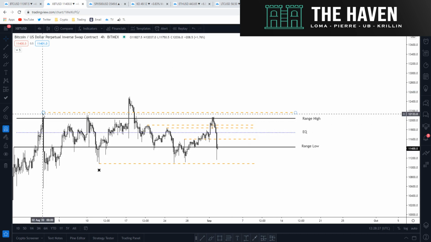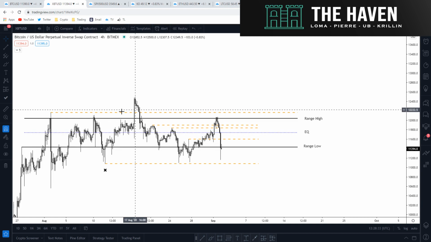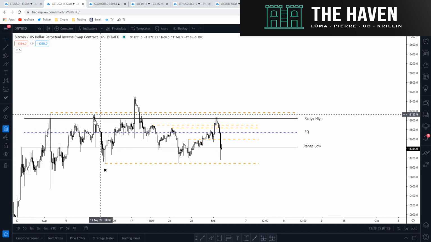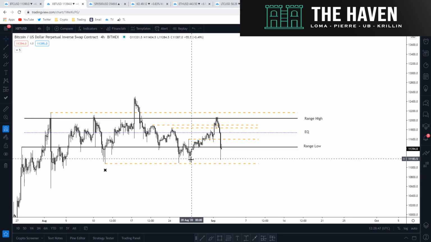I also want to highlight 12,165 because that is the previous swing high before we topped out, and that was a significant breakout, right? That was also a significant area of resistance. So I just wanted to highlight that as well because that will play a role when price gets back up there. All right, so what we saw here is firstly we created the low here.